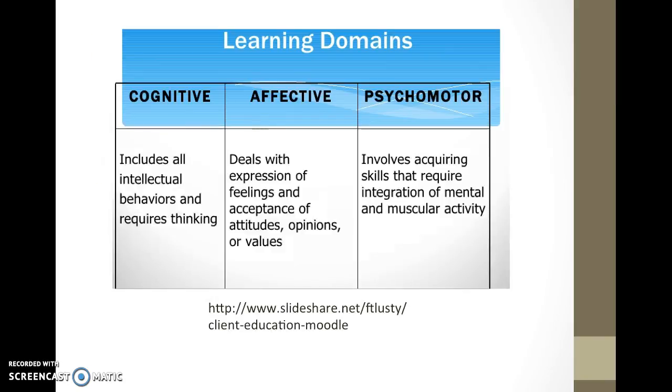I wanted to quickly go over the learning domains that we touched on last week. First being the cognitive domain, which includes all intellectual behaviors and requires thinking. Secondly, the affective deals with expression of feelings and acceptance of attitudes, opinions, or values. And the psychomotor domain, which involves acquiring skills that require integration of mental and muscular activity.